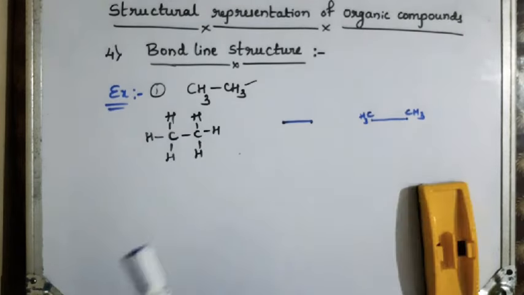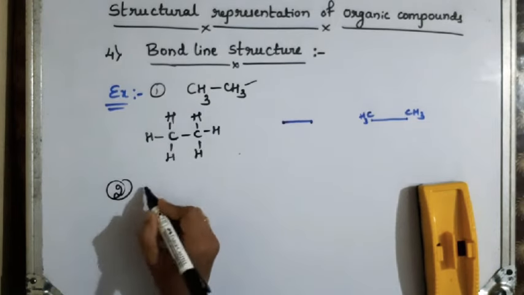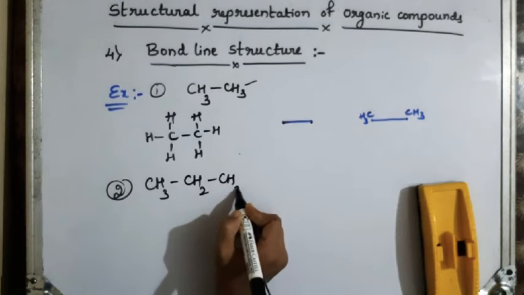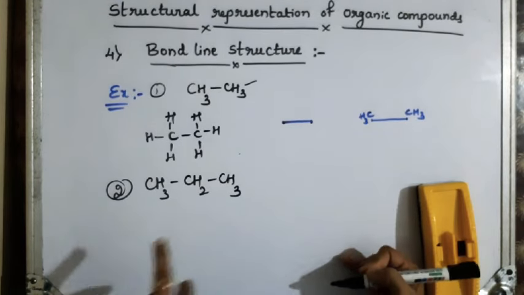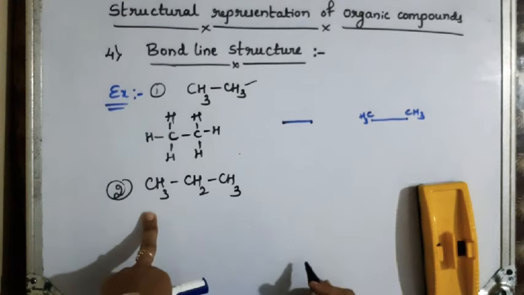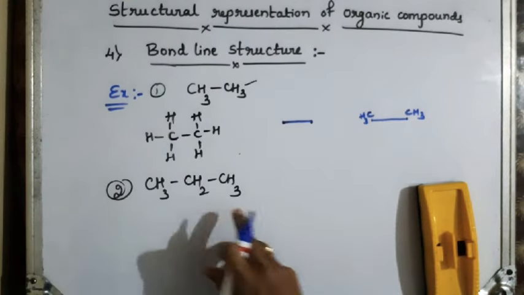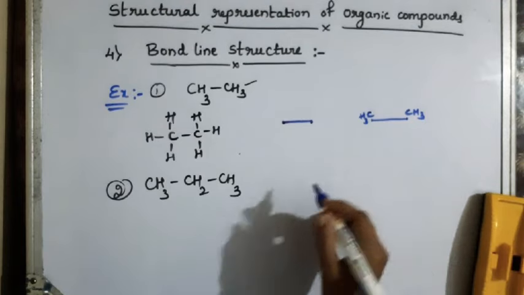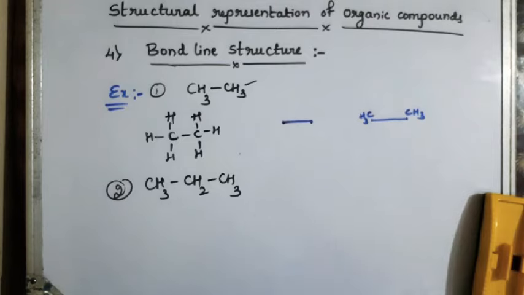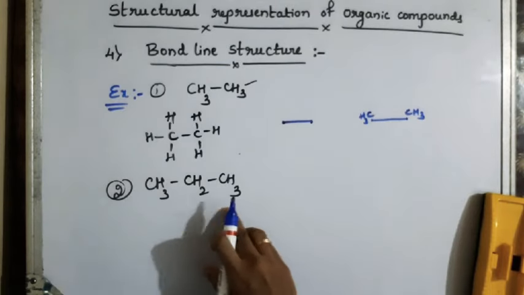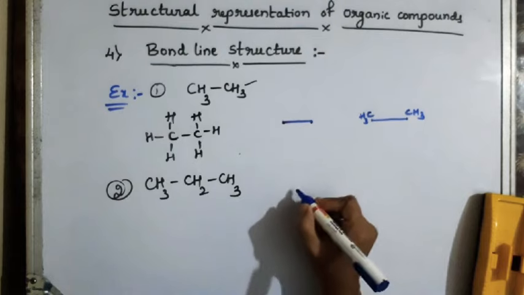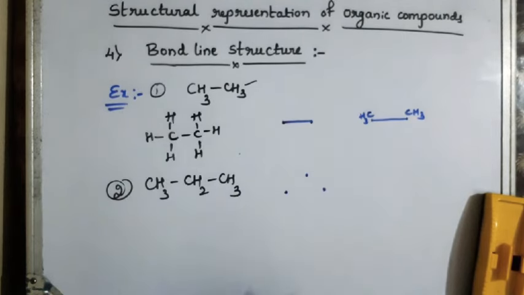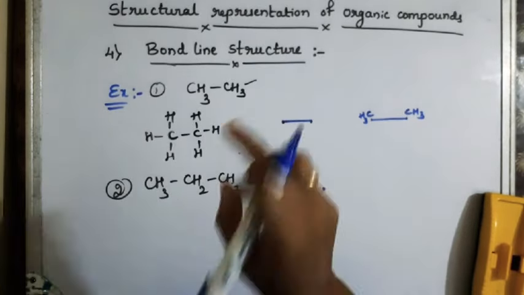Okay. Similarly, I'll take another example. If I take an example of CH3, CH2, CH3, this is propane. This is the condensed formula. So how to write its bond line structure? How many carbons are there? 3 carbons are there. So write the 3 carbons in a zigzag manner. You have to show these 3 carbons in a zigzag manner. So how will I show it? I'll put 3 dots in a zigzag manner. These dots say the presence of 3 carbons.